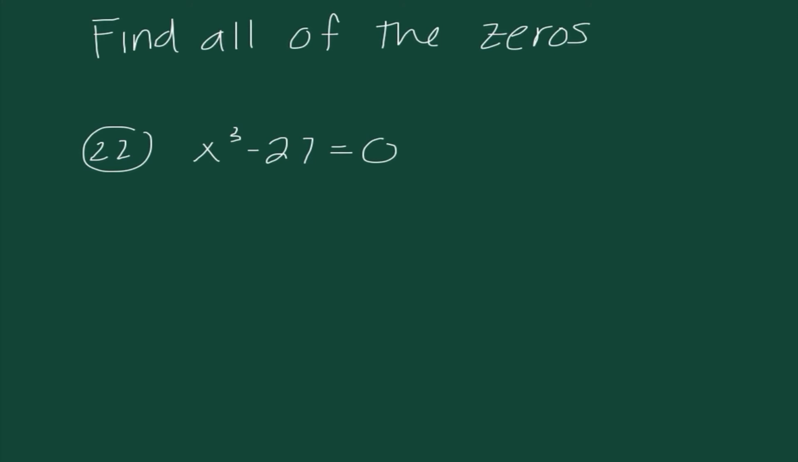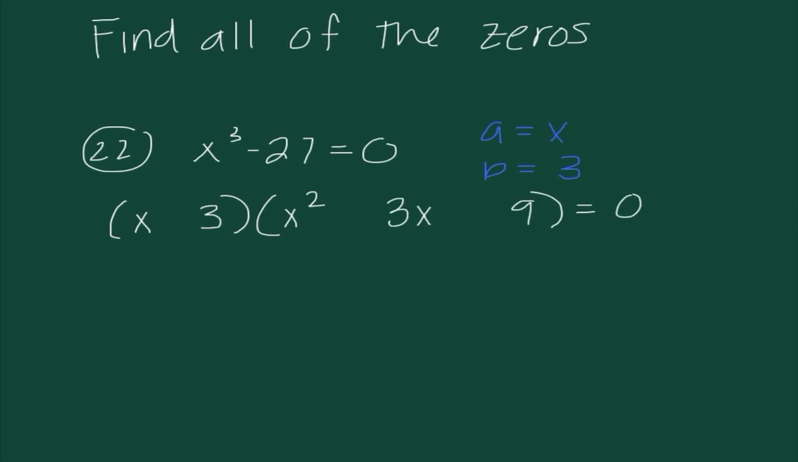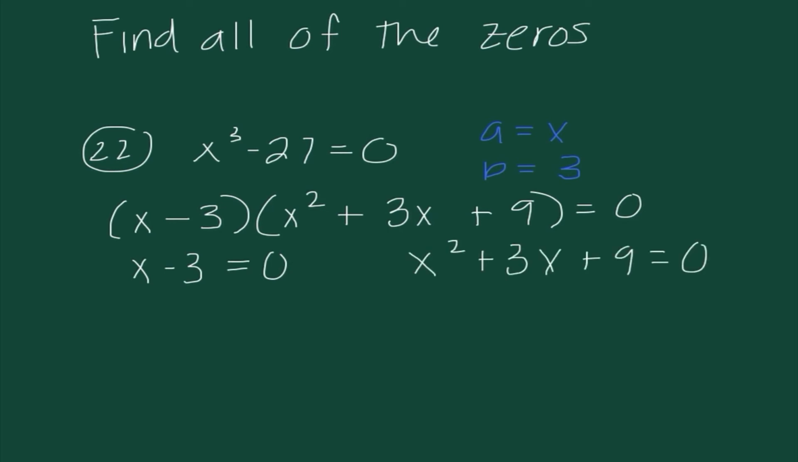Final concept is when we're finding all the zeros. This first one here, it's already set equal to 0. And I notice that this is something that is factorable. In fact, my a value is x and my b value is 3. So if I'm following my pattern, it goes ab, a squared, a times b, b squared, and I know our signs go same, opposite, always positive. So now I'm going to set both of these factors equal to 0. So I get x equals 3, so that is one of my answers.